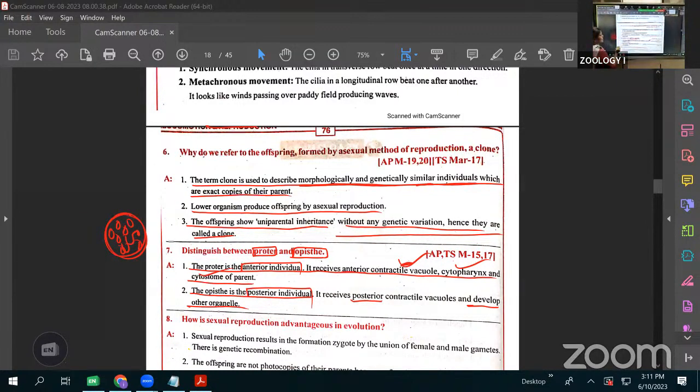Next, this is about proter and opiste. After the transverse binary fission of the paramecium, the anterior daughter individual is called the proter and the posterior daughter individual is called the opiste. The proter takes the anterior contractile vacuole and cytopharynx from the parent, and prepares the remaining organelles. The opiste is the posterior individual. It takes the posterior contractile vacuole from the parent and prepares the remaining ones on its own. This is about proter and opiste.